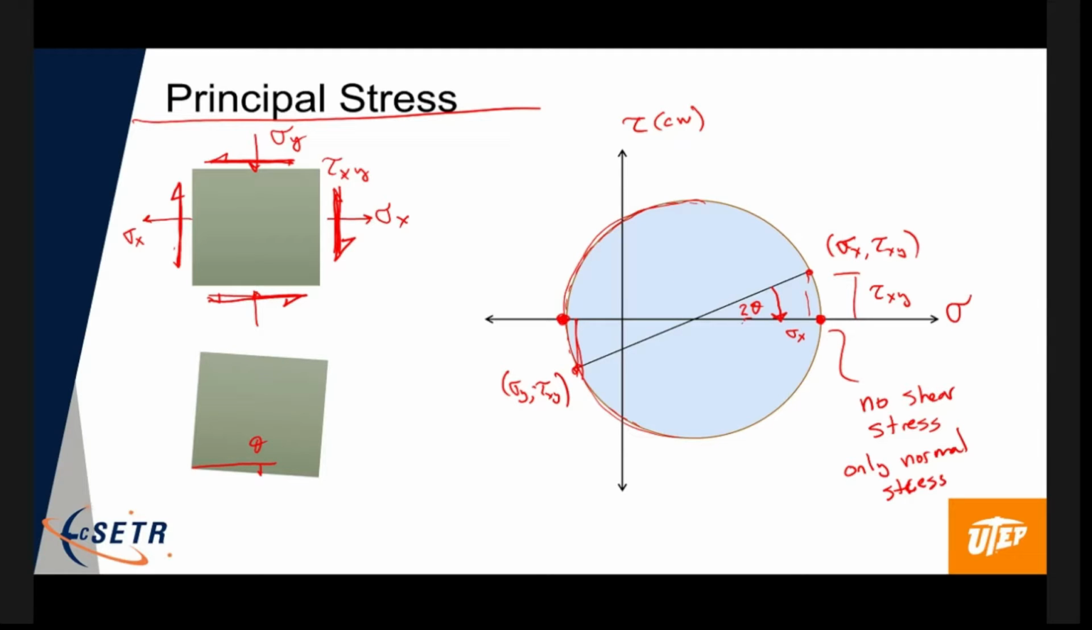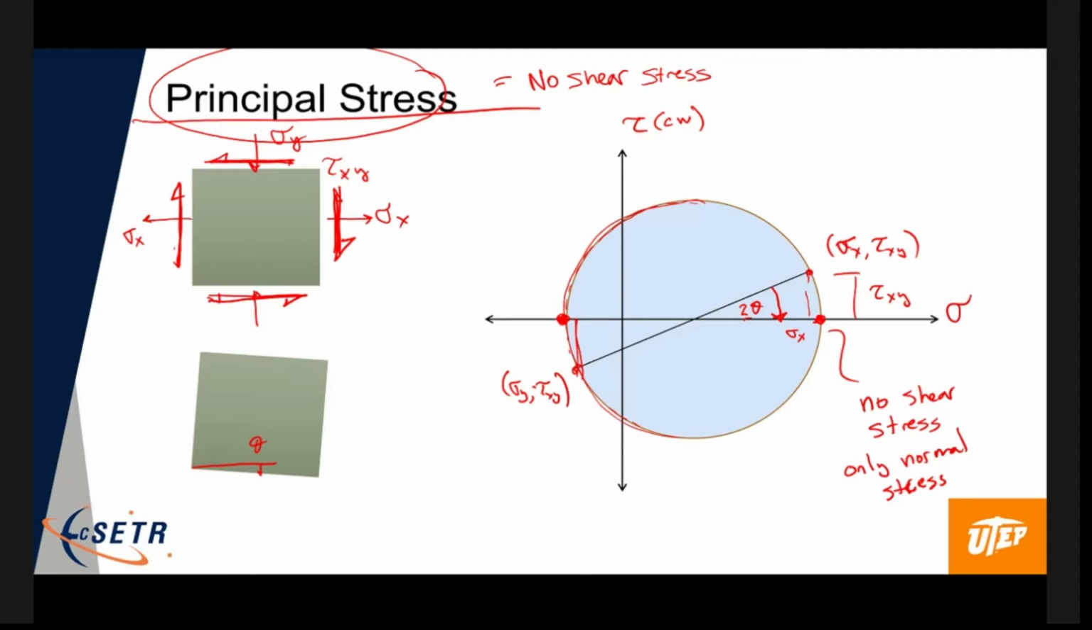So there's always going to be a state where there are no shear stresses. That is what we call the principal state stress. The principal state stress is the state of stress where there is no shear stress. All right? Only normal stresses.